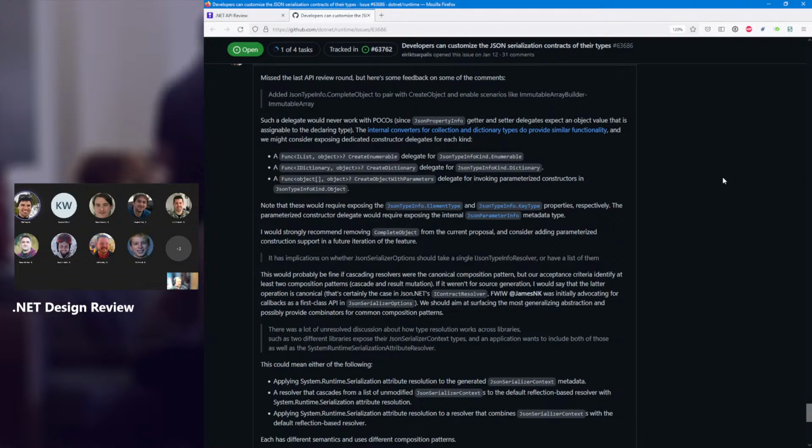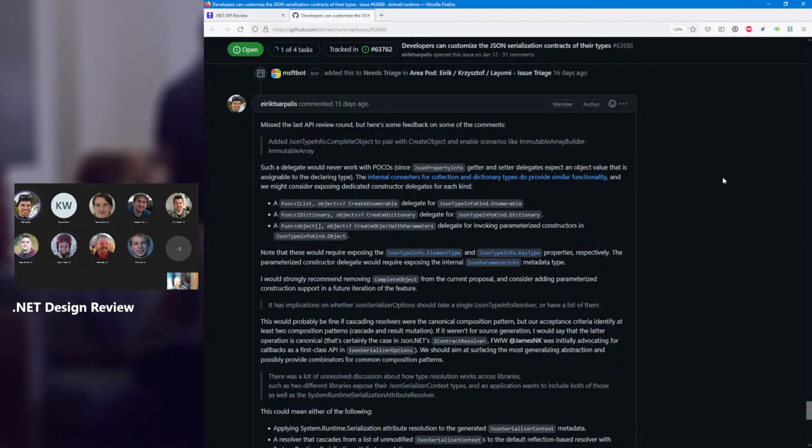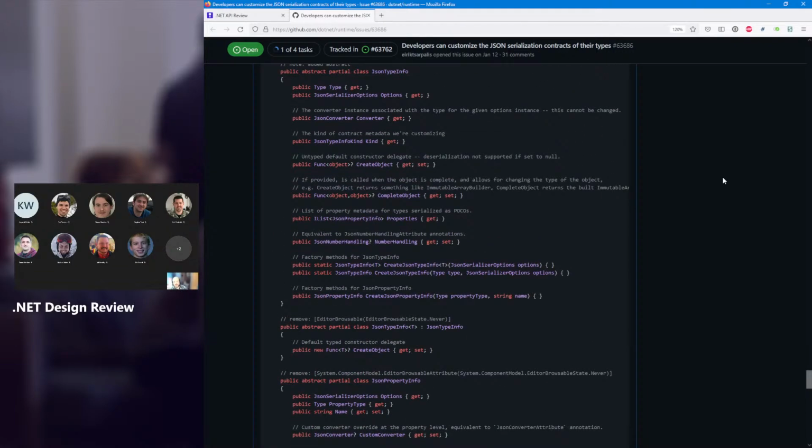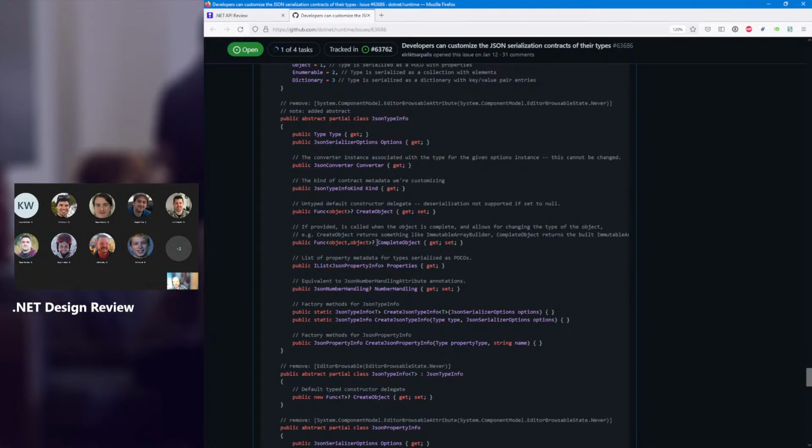A caveat to the final delegate is that we would need to surface a concept that is currently internal in System.Text.Json, and that would be JsonParameterInfo. So effectively, we'd need to let the user model the parameters for the constructors that are being called, so that they get deserialized appropriately. But that being said, the current iteration offers no way of deserializing immutable collections or immutable structs. Fair enough.